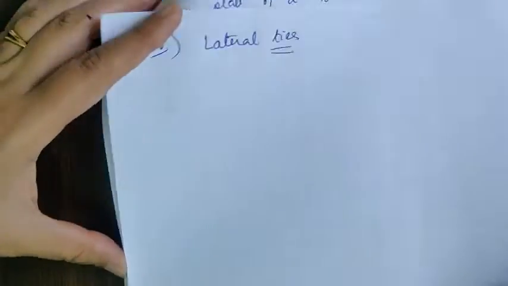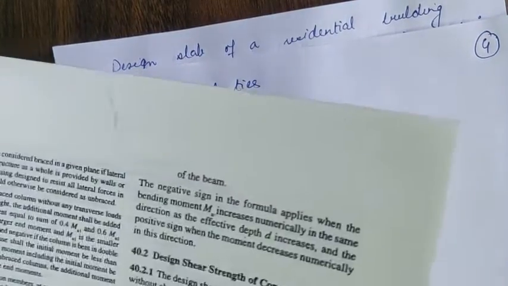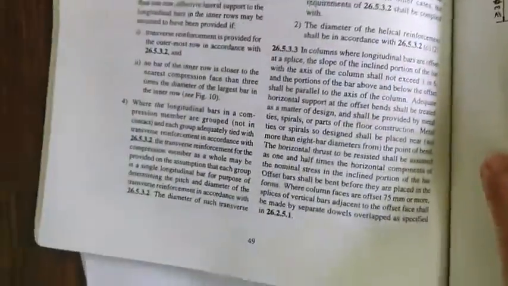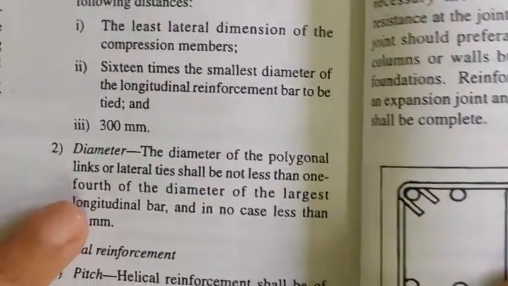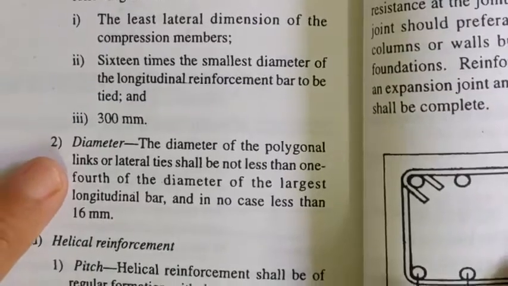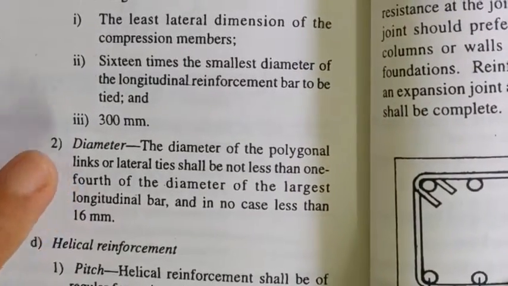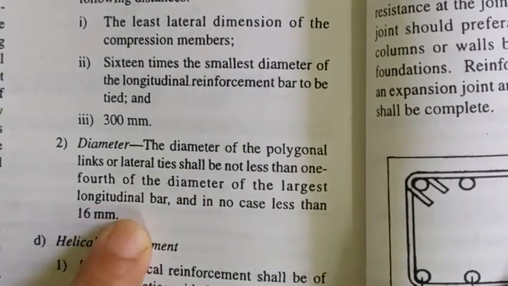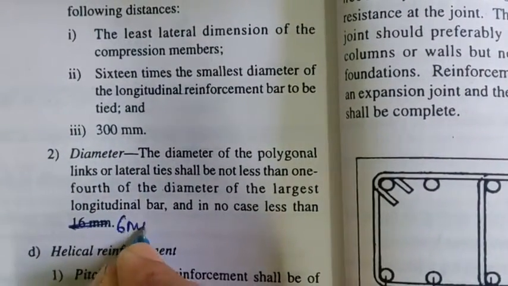Lateral ties, we really do not require much calculation. All we need to do is follow the codal provisions. So the codal provisions for lateral ties were given on page number 49. And it was 2 things. First is the diameter. So the diameter, what does the code say? The diameter shall not be less than 1/4 of the diameter of the largest longitudinal bar, nor less than, it's not 16 millimeters, it is 6 millimeters.